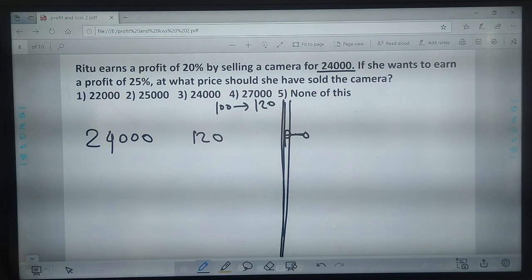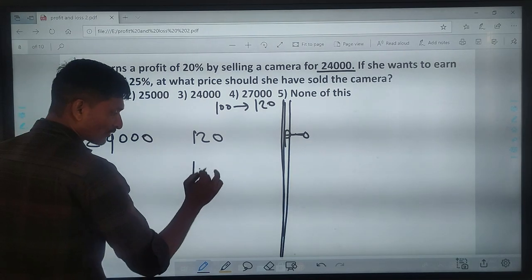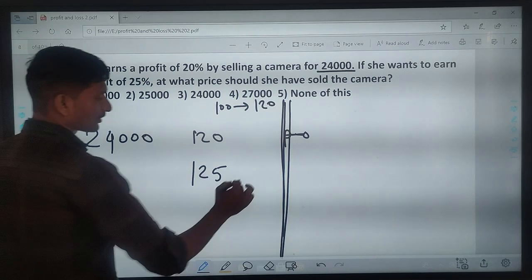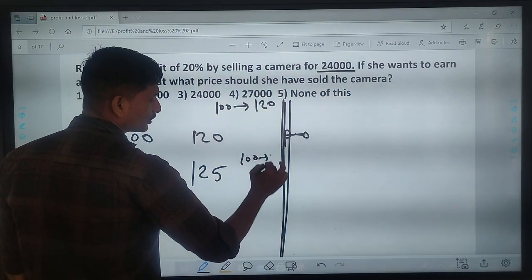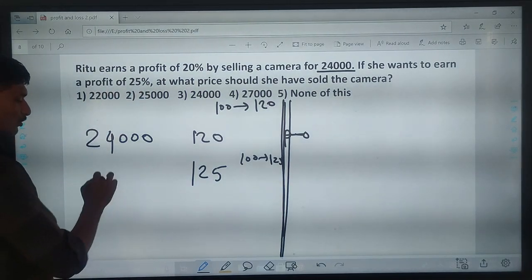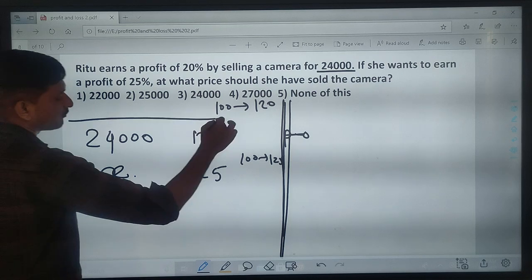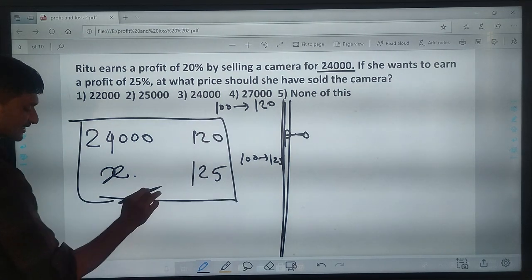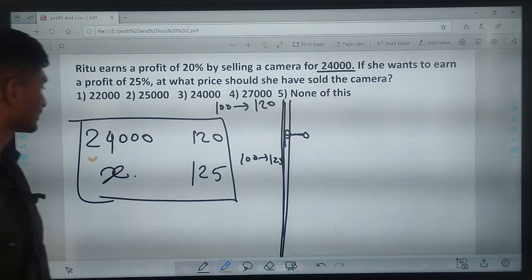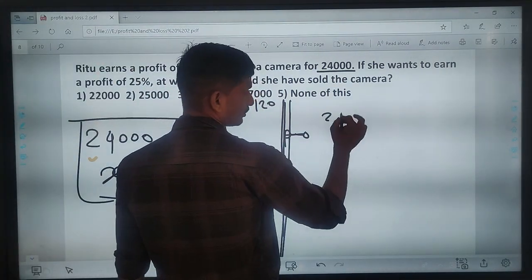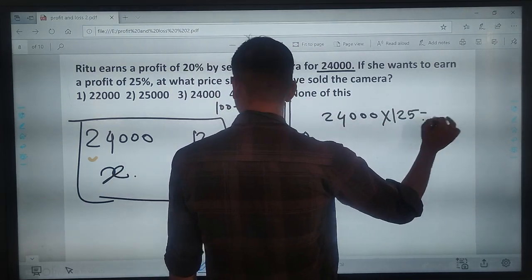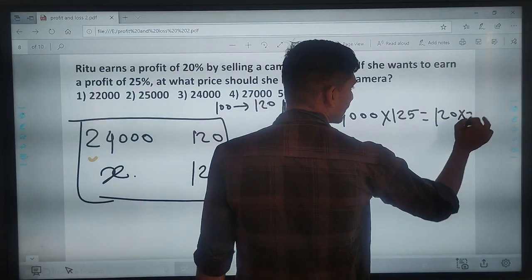Now, if you want a profit of 25%, 100 becomes 125. Here we write only 125. Then what is the selling price of the camera? If you cross multiply, you get the answer. Now here we write 24,000 into 125 is equal to 120 into X.